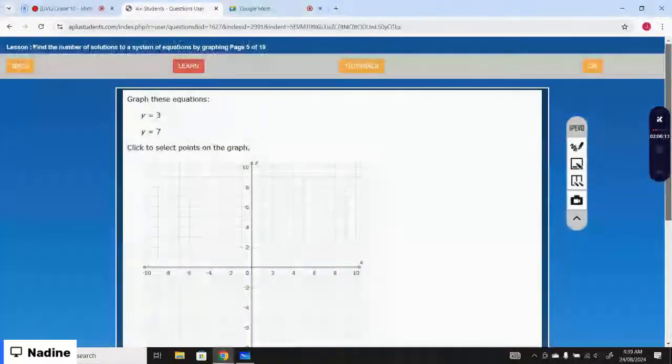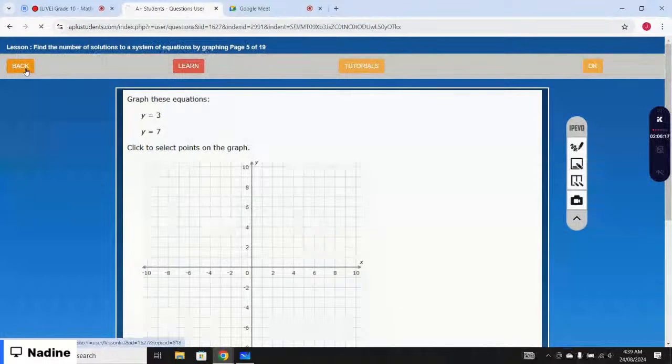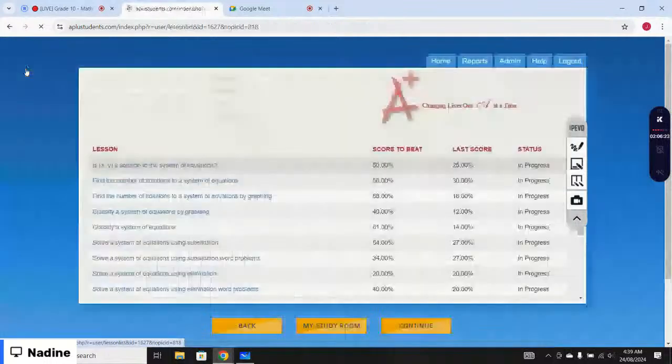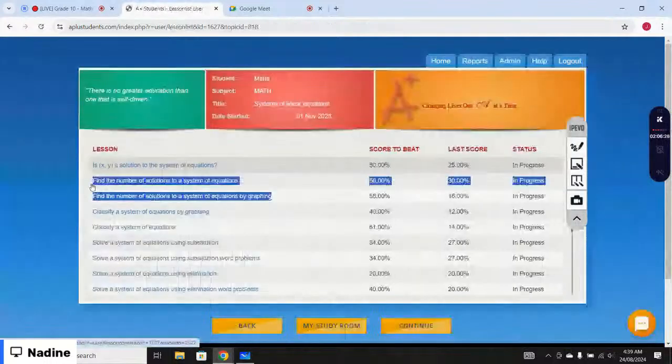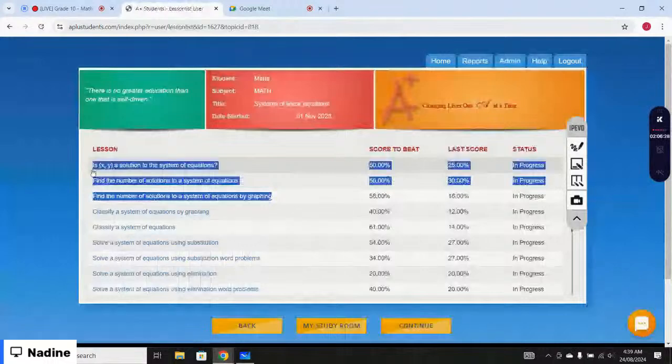Okay, you can complete the lesson by yourself later today. So we were working on grade 10 math. The chapter we were working on is system of linear equations. The lessons we have covered today are: is (x, y) a solution to the system of equations, find the number of solutions to a system of equations, and find the number of solutions to a system of equations by graphing. So please make sure that before the next session you complete all the practice questions for the lessons we just did. That is your homework until the next session, right?